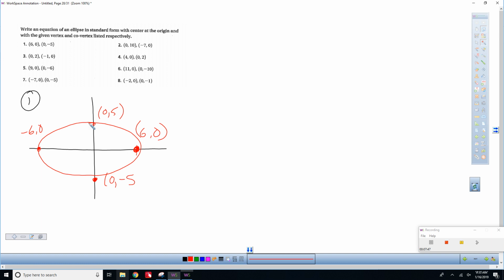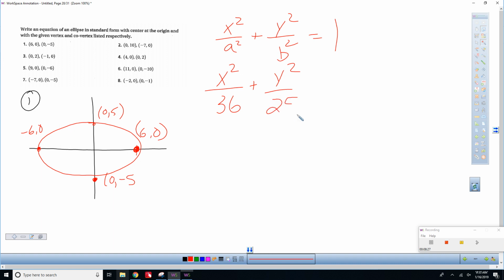Well, what do we know? We know that this is going to be x squared over a squared plus y squared over b squared equals 1. We just got to remember, 2a is the semi, so yeah, we can do this. This isn't bad at all. So that's going to be x squared over 36 plus y squared over 25 equals 1.